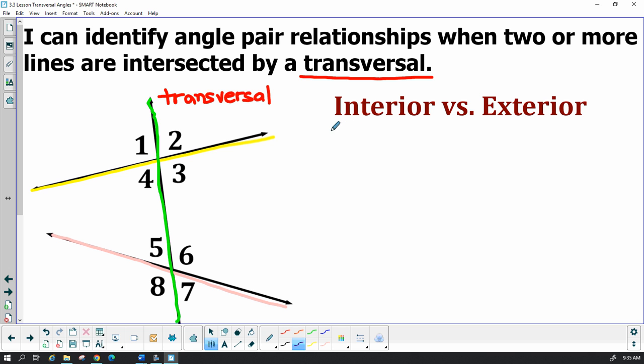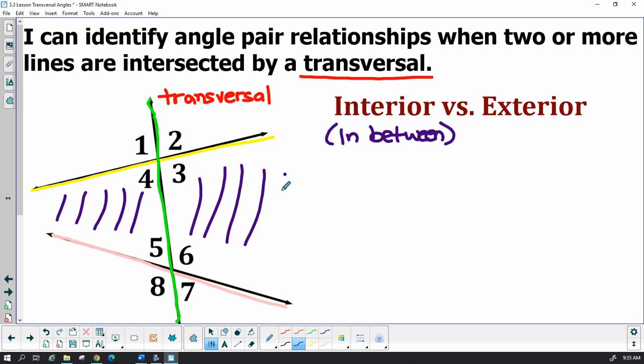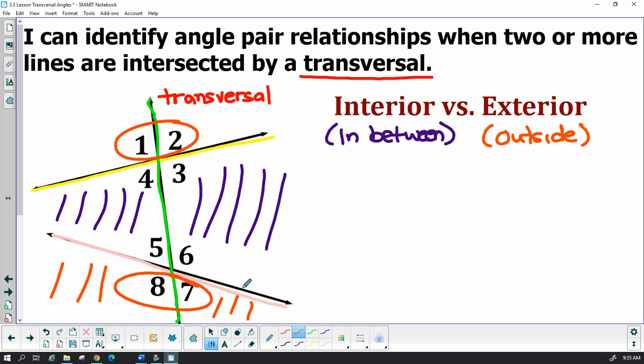In between, or interior of this picture, is between my lines being intersected. So between my yellow and pink line is my interior of the picture. And so you can see I have 1, 2, 3, 4 angles that are interior. And then my exterior is outside. And you can see we have 1, 2, 3, 4 angles that are exterior, outside of the lines that are being intersected by the transversal.